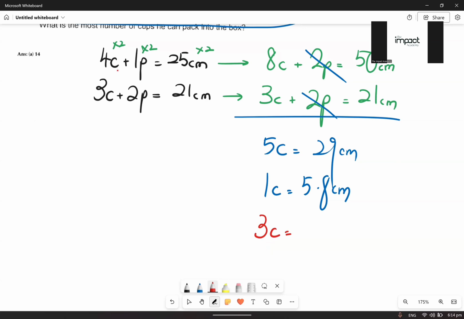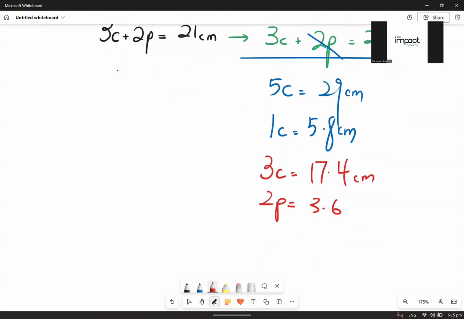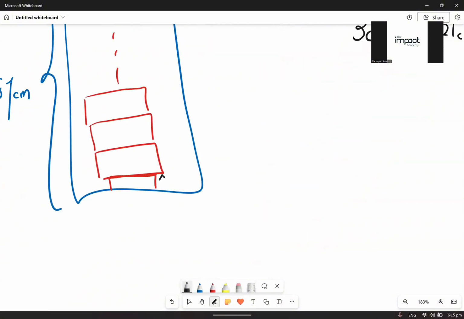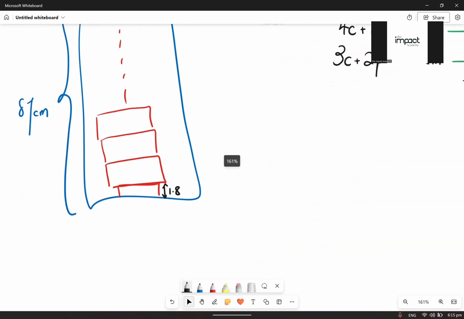5.8 times 3 is 17.4, correct? Then you can find how many parts? 2 parts, which is 3.6. One part will then be 1.8. Do you know what your one part is? Which part am I talking about? This part over here is 1.8. Make sense?